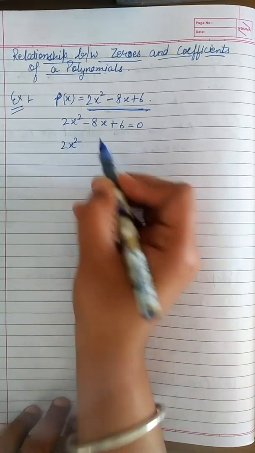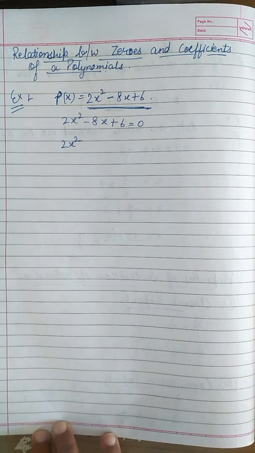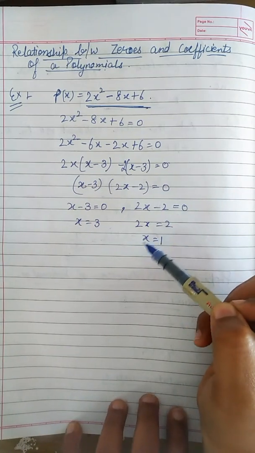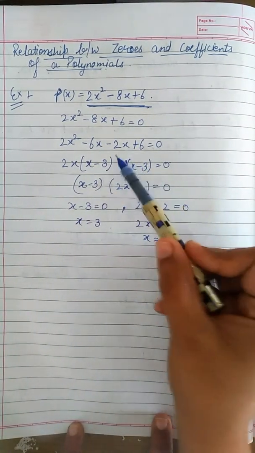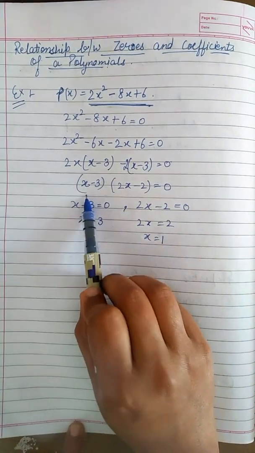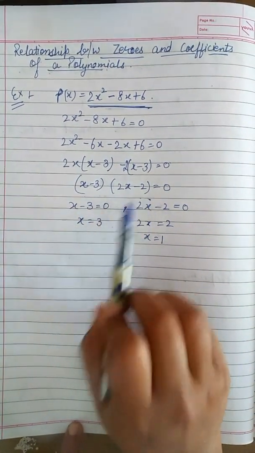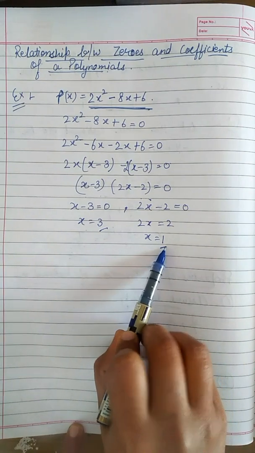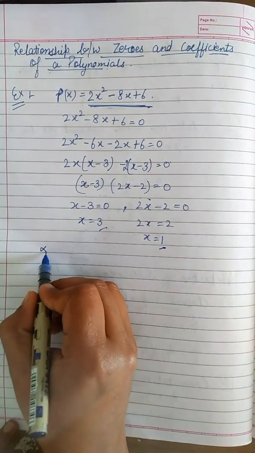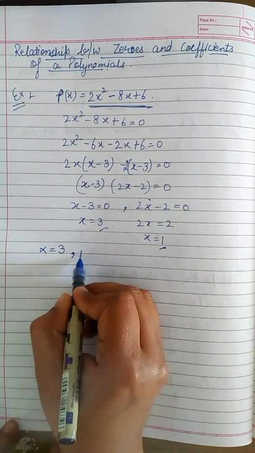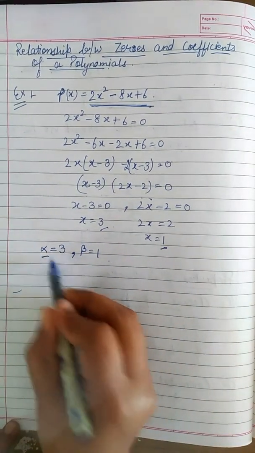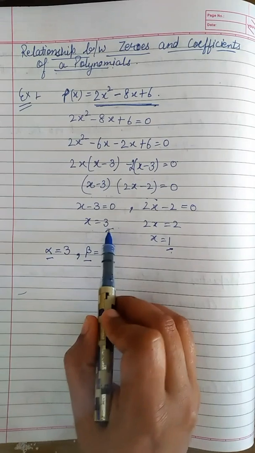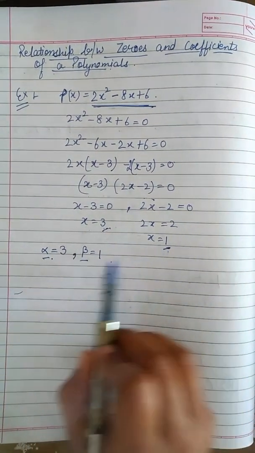So, factorize, everyone knows now how to factorize. First of all, we factorize it and find the value of x. Here you see that this polynomial is factorized and we get x minus 3 and 2x minus 2, and one value of x is 3 and one value of x is 1. Let us take alpha is equal to 3 and beta is equal to 1. Alpha and beta are the two zeros. हम इसके जस्ट नेम रख रहे हैं. 3 को ले लिया अल्फ़ा और 1 को ले लिया बीटा.